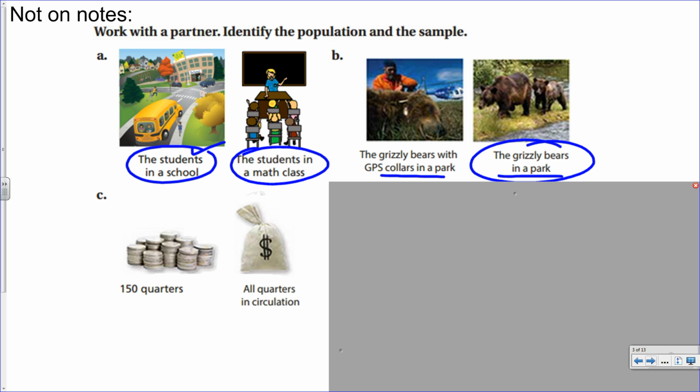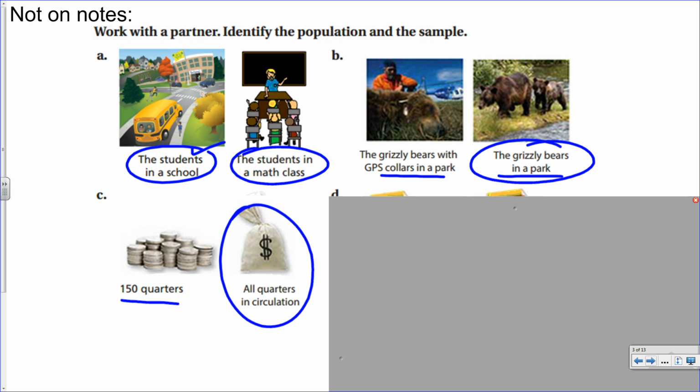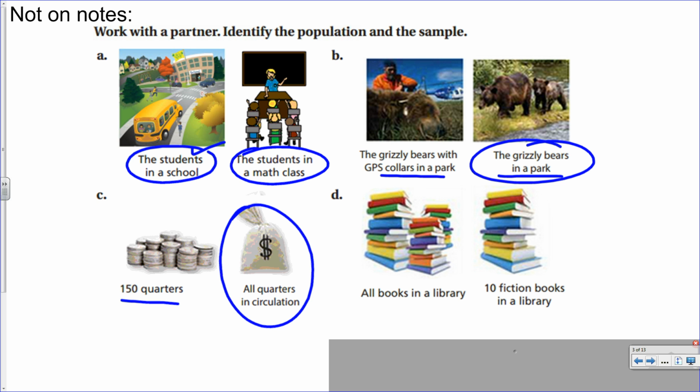The population would be all the quarters in circulation. You could never find all the quarters in circulation, so if you wanted to do a survey, you would want to use a sample of maybe 150 quarters. Finally, would you say that all the books in the library is the population, or 10 fiction books in the library? It should be all the books in the library that is your population. The sample would be the 10 fiction books.